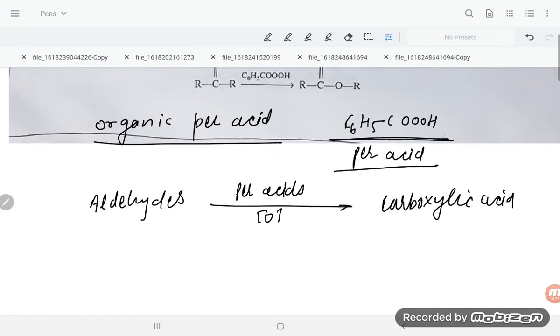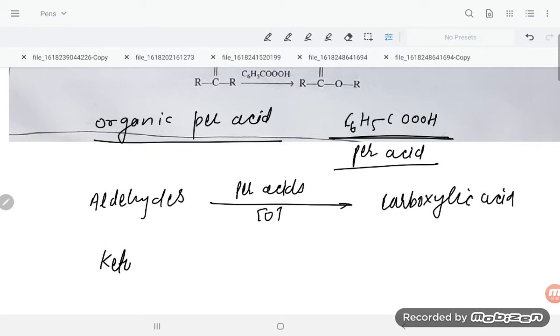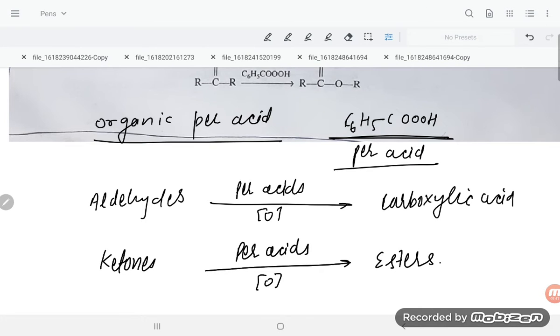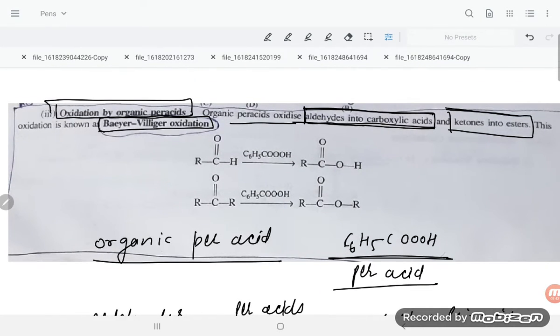And second, if you are having ketones and you are taking per acid in the same way, what will the per acid do here? It will convert the ketone into esters. So let us have a look, students. Organic per acid oxidizes aldehyde into carboxylic acid and ketone into esters. This oxidation is known as Baeyer-Villiger oxidation. Let us see how this reaction proceeds with the help of an example.